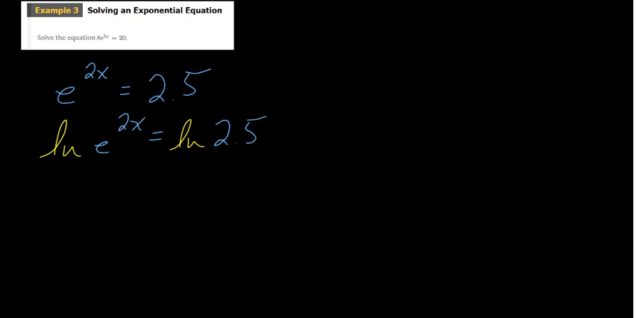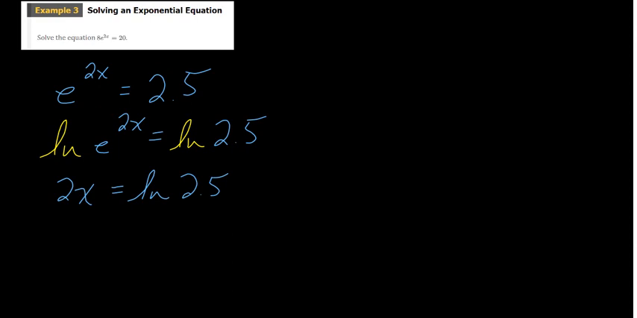Well, the natural log of e to the 2x. First of all, the natural log of e we know is going to be 1, right? So when we put the exponent out front, the natural log of e is just going to be 1. So it's essentially 2x times 1. So it's going to be 2x is equal to the natural log of 2.5.